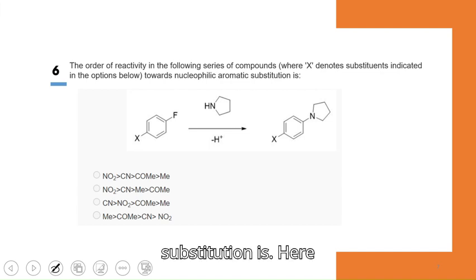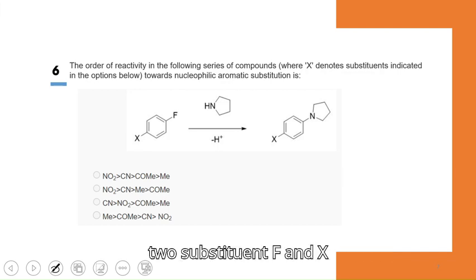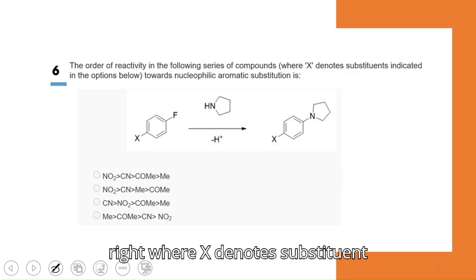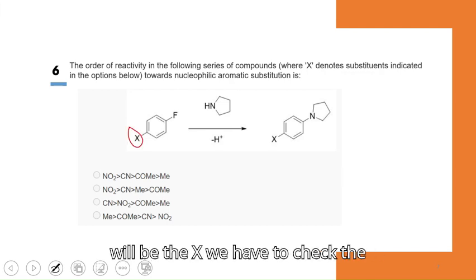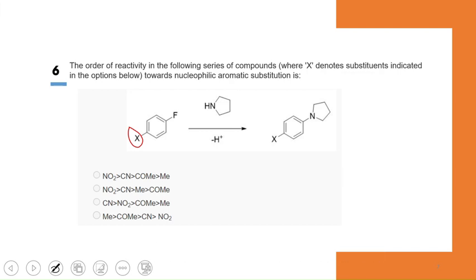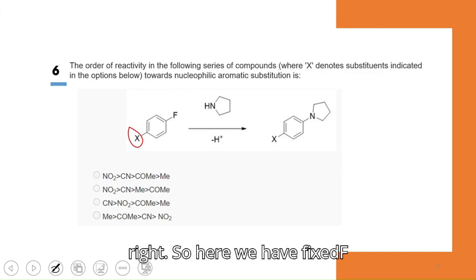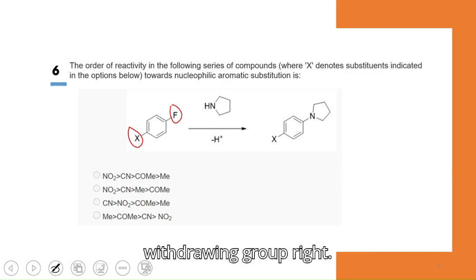substitution is. Here you can see that in this reaction we have two substituents, F and X, where X denotes the substituent indicated in the option below. So what will be the X? We have to check the order of reaction in terms of different substitution instead of X. So here we have fixed F, fluoride, which is a strong electron withdrawing group.